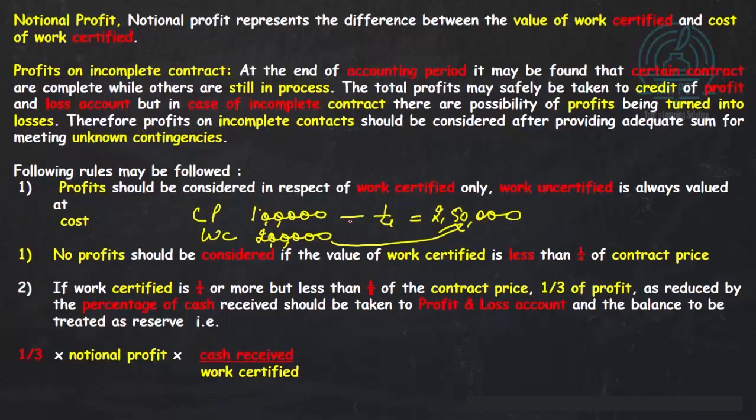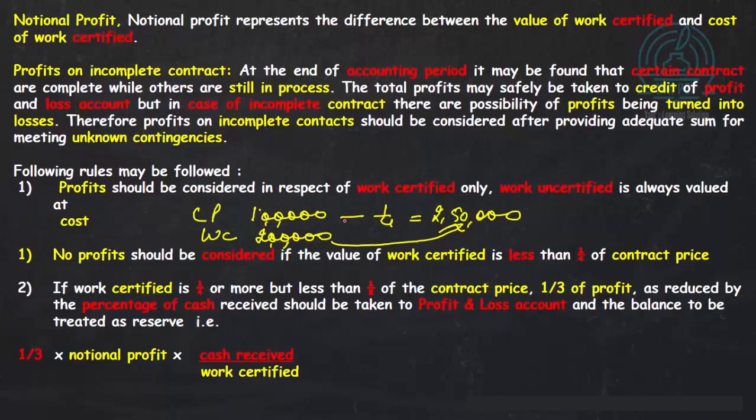Next, if the work certified is 1/4 or more but less than 1/2 of the contract price, say in this example, the work certified is more than 2,50,000 but less than half of the contract price. So half of the contract price is 5 lakh. So if the work certified is more than 1/4 but less than 1/2, say around 3 lakh, 3,50,000, 4 lakh, it is more than 2,50,000 but less than 5 lakh. So in this case, 1/3 of the profit as reduced by the percentage of cash received should be transferred to profit and loss account, and the balance should be treated as reserve.